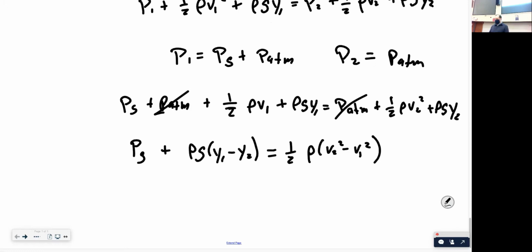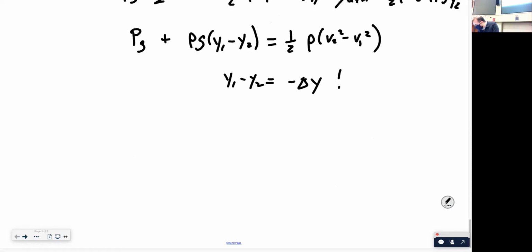With me? Okay. What is y1 minus y2? That is our negative delta y from before. We can do the same thing we did before. Let's call that negative delta y. So now we can plug in negative delta y. This becomes P_G minus rho g delta y equals 1/2 rho times (V2 squared minus V1 squared).